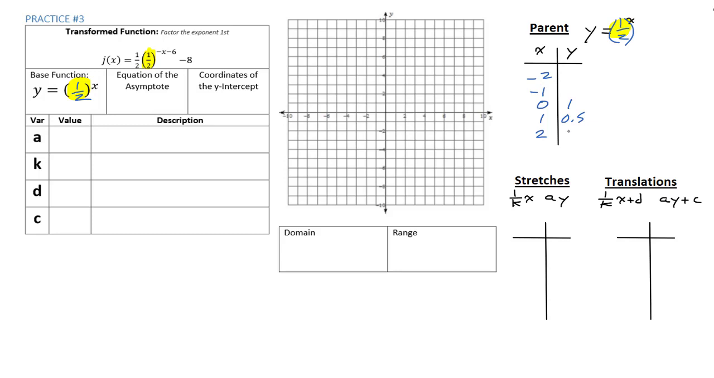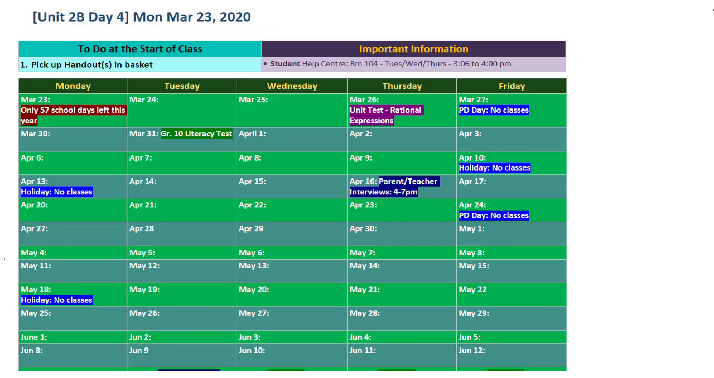1/2 to the power of 2 is 1 over 4, which is 0.25. Then 1/2 to the -1, that flips it, is 2. And 1/2 to the -2 is 4. So go back and look at those original tables.